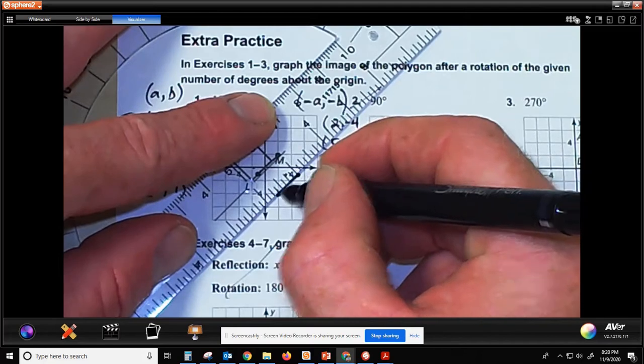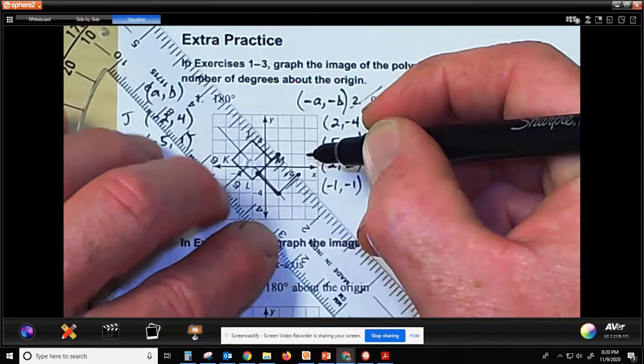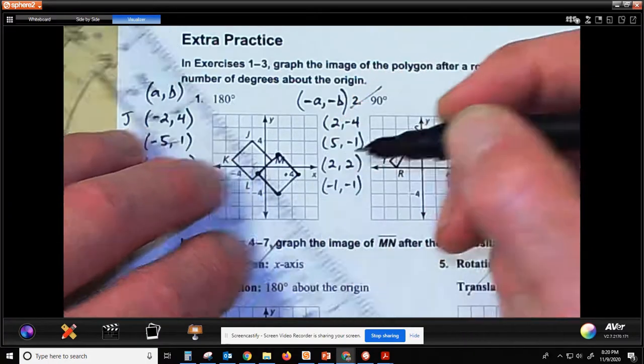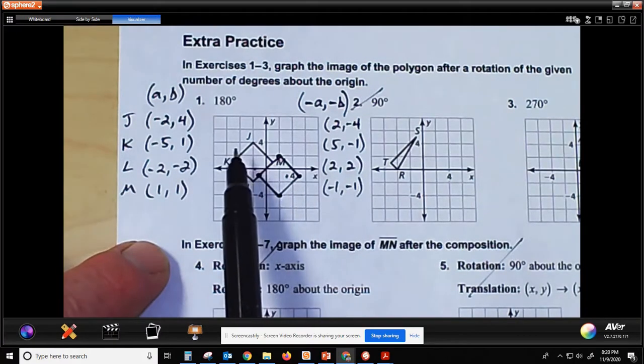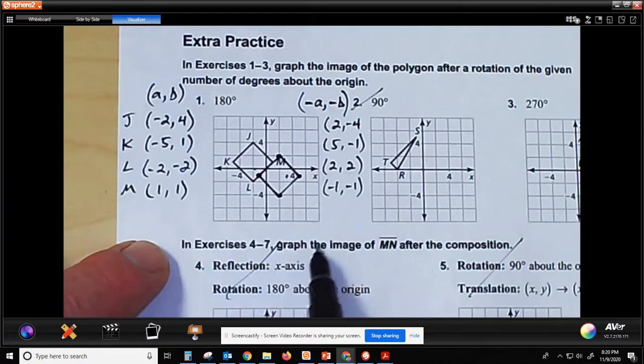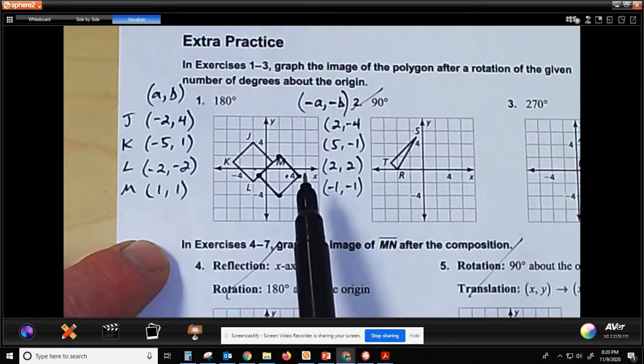The original pre-image was a square, so this should be a square. Wow. 180 degrees rotated. Let's say it went counterclockwise. It didn't tell us in the instructions, so we would assume counterclockwise. 180 degrees around.